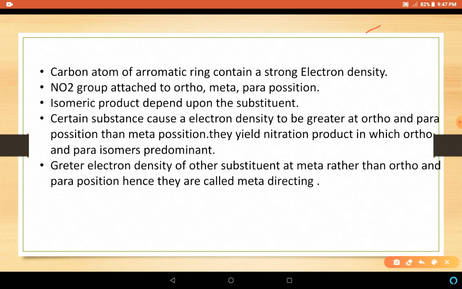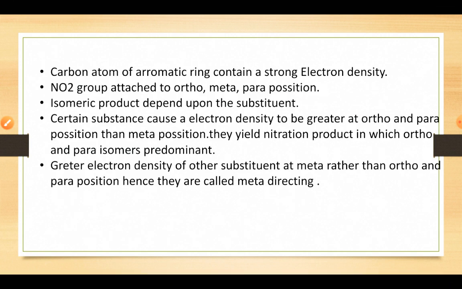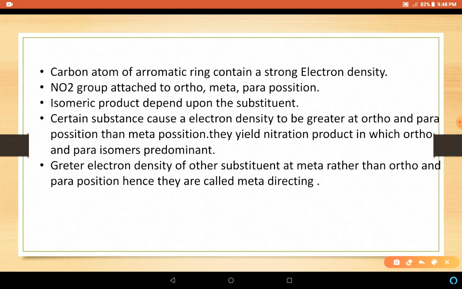In aromatic nitrations, suppose a benzene ring contains six carbon atoms. These carbons have a strong electron density, and the groups attack at ortho, meta, and para positions. The product depends on the substituents. When certain substituents cause the electron density to be greater at ortho and para positions than meta positions, the yield of the nitration product has ortho and para predominating. Other substituents give greater electron density at meta rather than ortho and para positions, hence they are called meta directors.